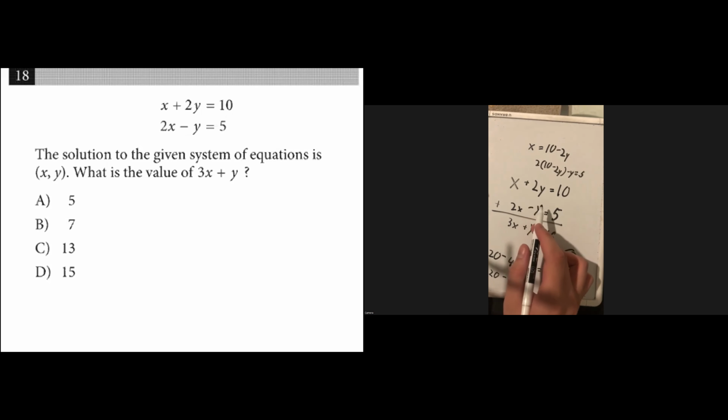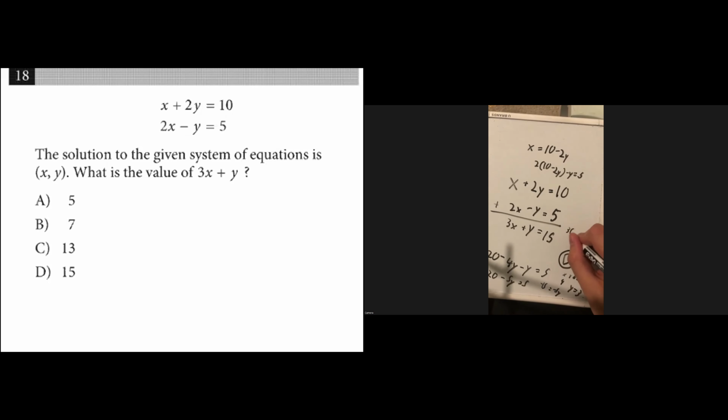3 times 2 is 6, so x plus 6 equals 10. X is 4. So x is 4, y is 3. So 3 times 4 plus 3. So 4 times 3 is 12, plus 3 is 15. So both ways we've got 15 as our answer.